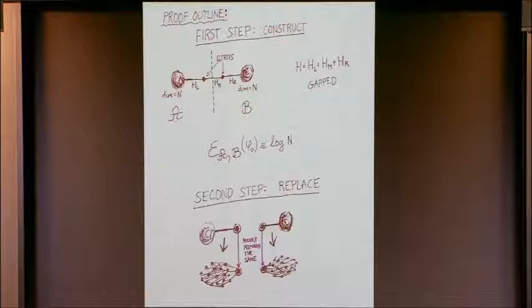So here is the proof outline. The proof contains two easy steps, as I say. In the first step, we are constructing a Hamiltonian for the following system. We have two locales, like these two q-trits. They are not qubits, they are q-trits, and I think it's important that they are q-trits. And then there are these two large Hilbert spaces of dimension capital N.